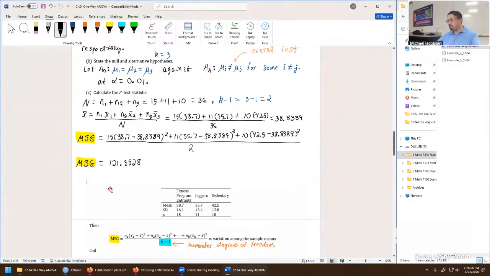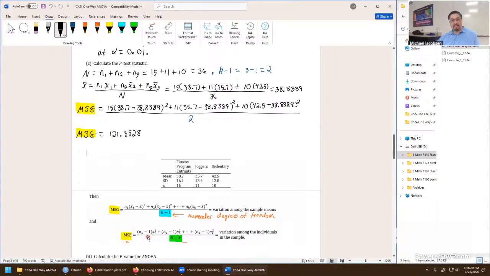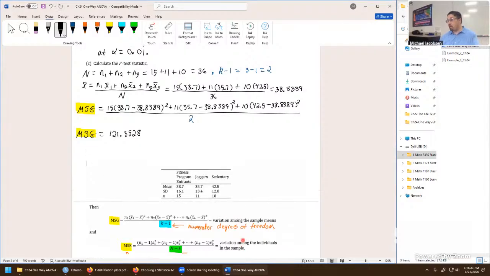Okay, next, once we have the mean squared due to groups, the last thing we calculate is the pooled variance amongst all observations. The variation amongst the individuals in the sample is how our author likes to denote this. This one is mean square error, MSE. This one's a little bit faster to calculate as well. All we're going to do is reduce the sample size by 1. So the first group is going to be at sample size 14.